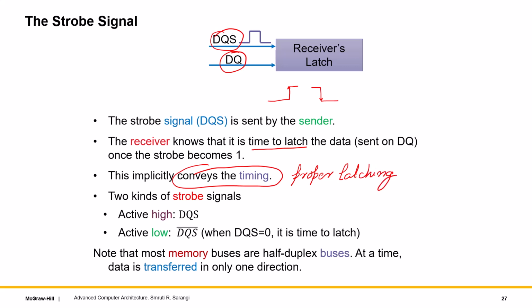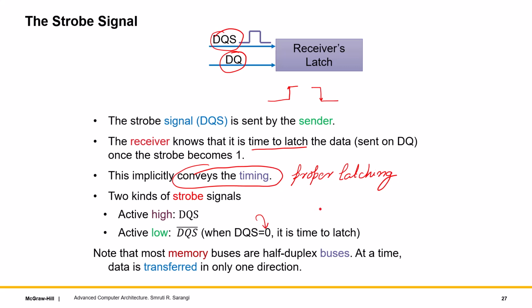Again, there are two kinds of strobe signals. You could have an active high, which means when it becomes 1, it is time to latch, and the other could be active low, which is denoted as DQS with a bar on top, which means when it becomes 0, it is time to latch. Active high or active low is again a matter of convention. But insofar as we are concerned right now, what we care about is that the strobe signal conveys the timing.